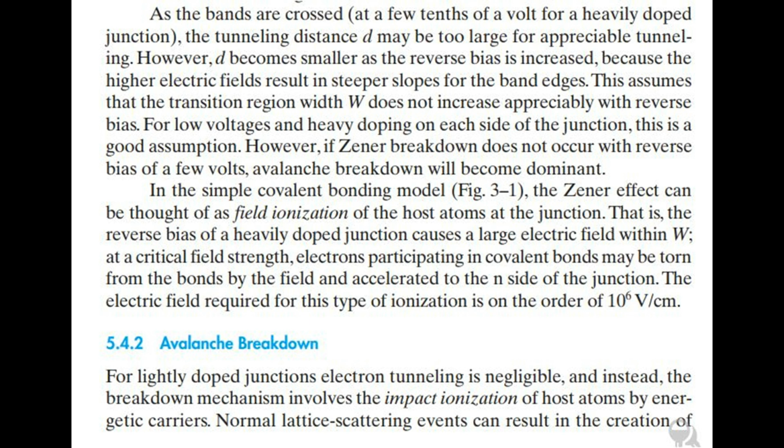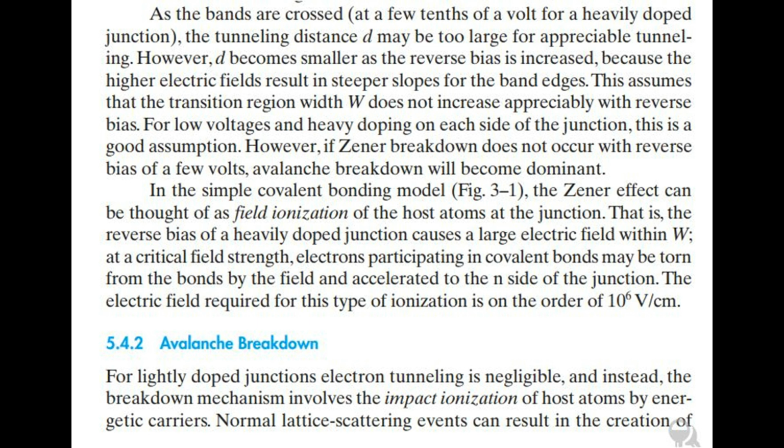In the simple covalent bonding model, Fig 3.1, the Zener effect can be thought of as field ionization of the host atoms at the junction. That is, the reverse bias of a heavily doped junction causes a large electric field within W. At a critical field strength, electrons participating in covalent bonds may be torn from the bonds by the field and accelerated to the N side of the junction. The electric field required for this type of ionization is on the order of 10^6 V/cm.